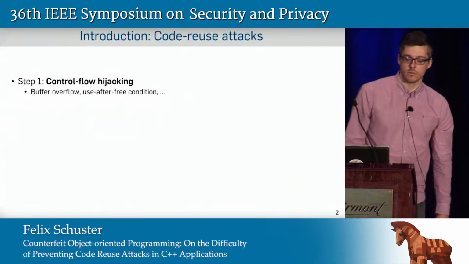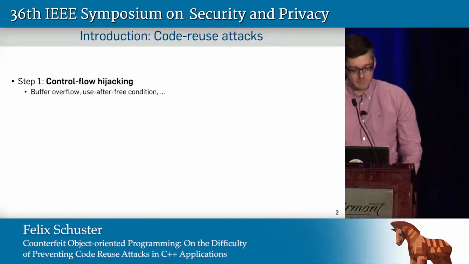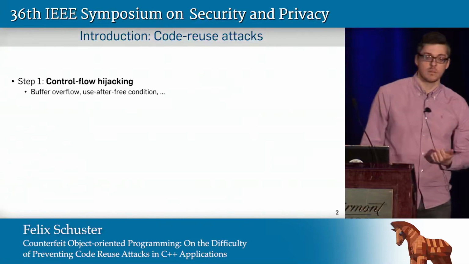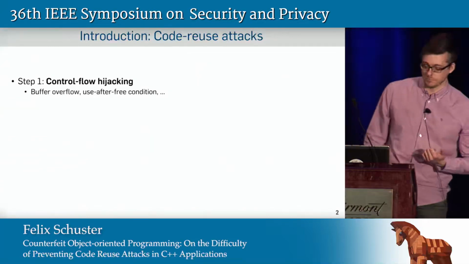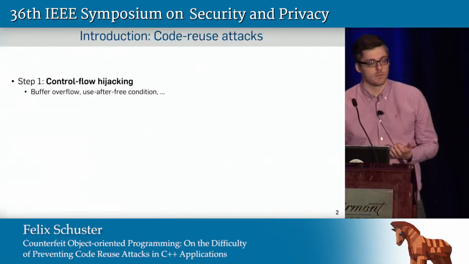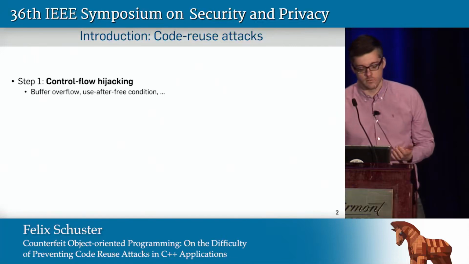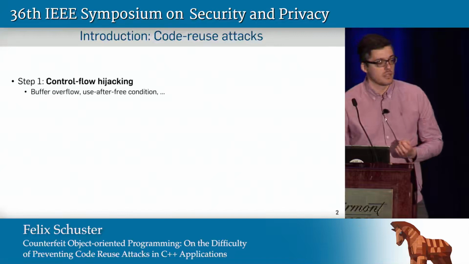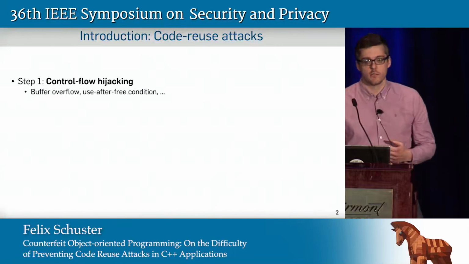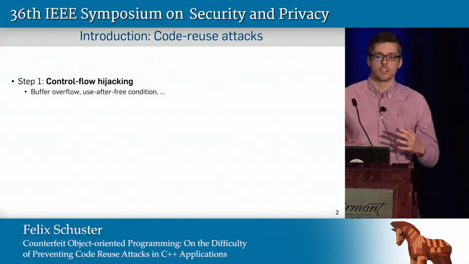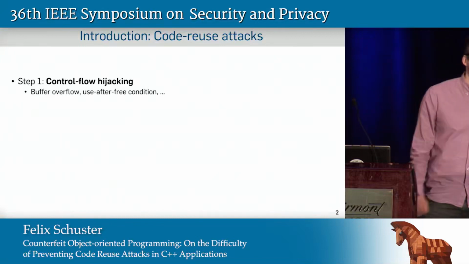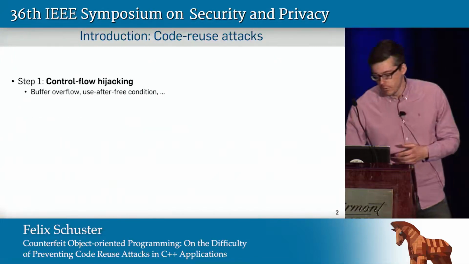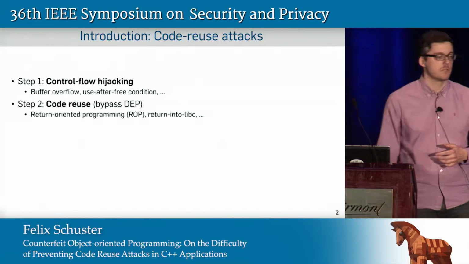Okay, today I'm going to talk about a novel code reuse attack, and let me give you a brief introduction to code reuse attacks in general. Code reuse attacks are composed of two steps. First, there's the initial control flow hijacking, where the attacker exploits a buffer overflow vulnerability or a use after free condition to take control of the instruction pointer. And because today we have things like data execution prevention, attackers can rarely jump to their shellcode directly, but they need to employ a second step, which is a code reuse step.